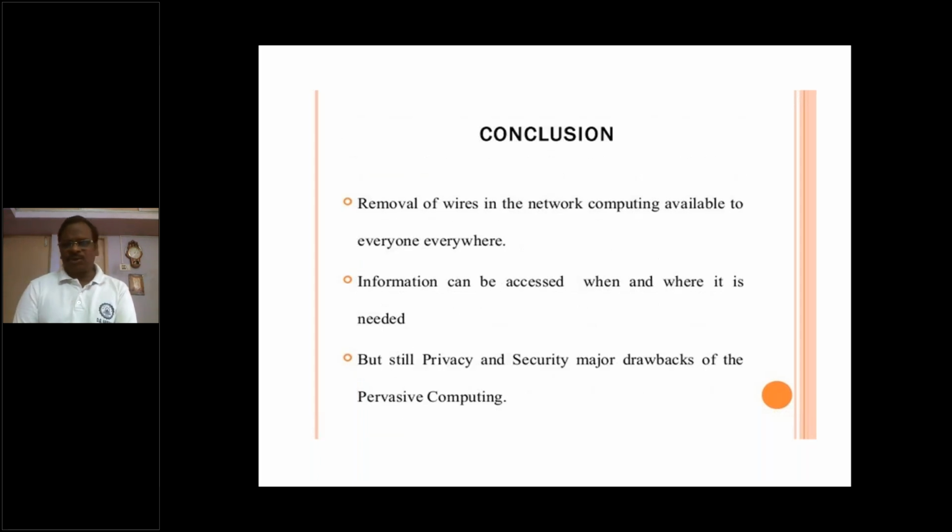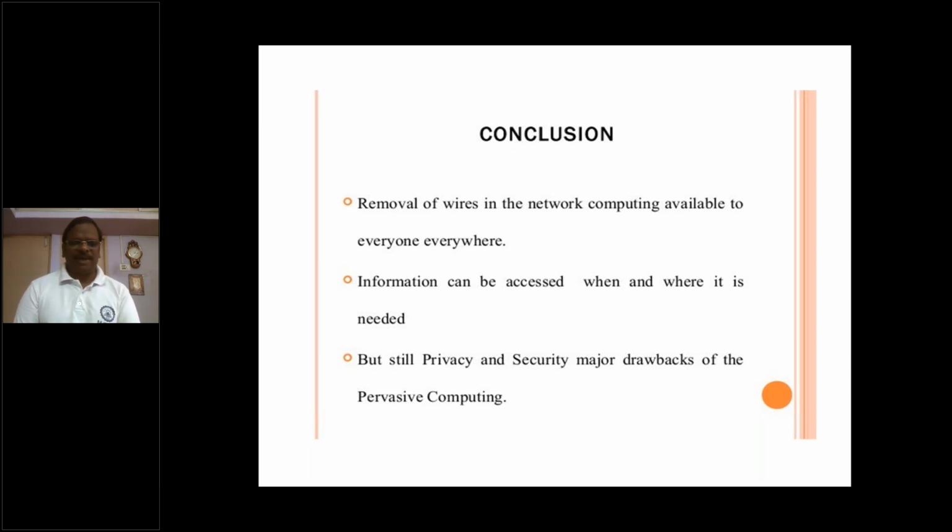Now, what is the conclusion of this entire concept? Removal of wires in the network, and computing available to everyone, everywhere. So with the removal of wires, only mobile actions, that is remote actions, are carried out. Information can be accessed when and where it is actually needed.